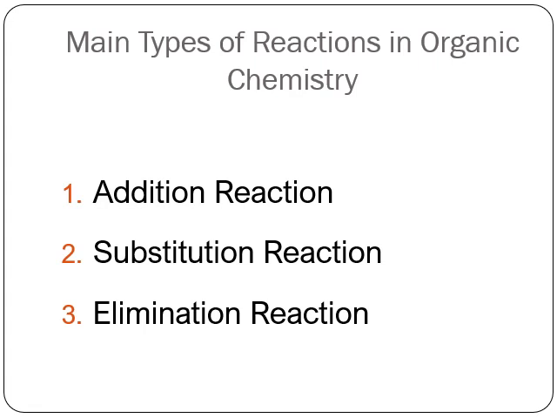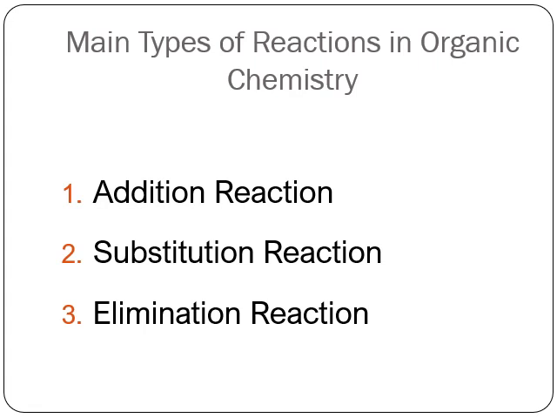Then comes the substitution reaction. Like we have discussed in the previous lectures, in this reaction one group is replaced by another group, or we can say that one functional group is replaced by another functional group. It has mainly two types: SN1 reaction, or nucleophilic substitution unimolecular, and SN2 reaction, bimolecular nucleophilic substitution reaction.